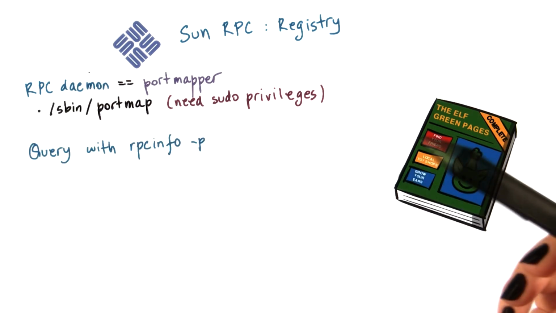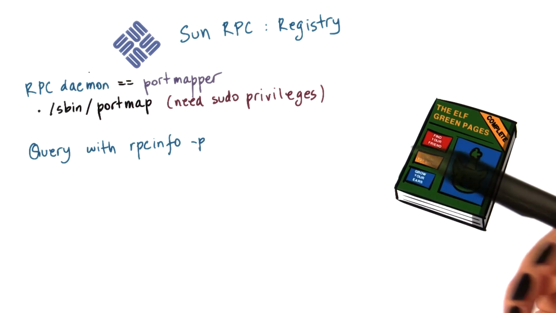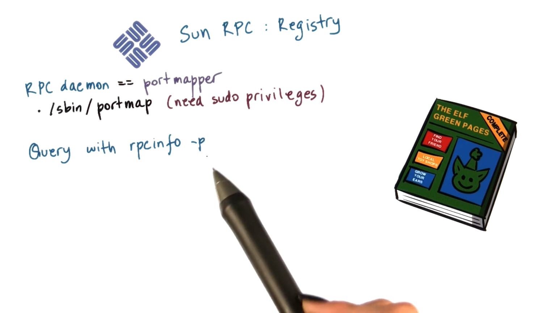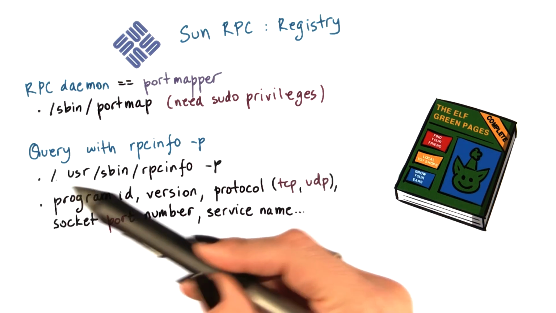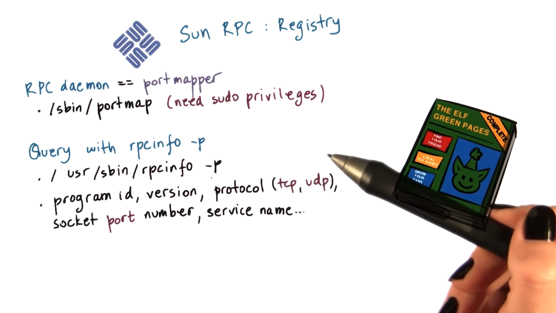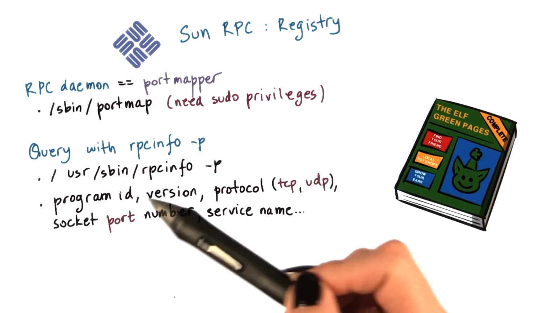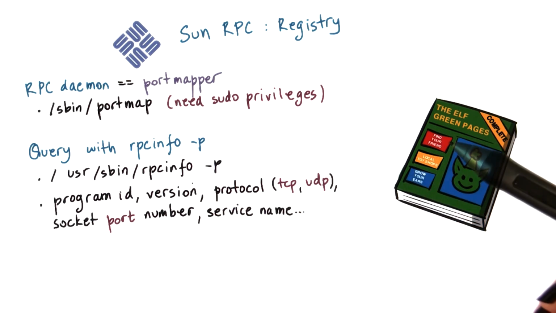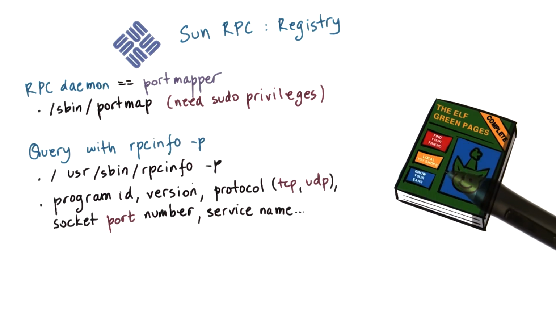Once the RPC daemon is running, we can explicitly check what are the services that are registered with it using rpcinfo -p. You may need to explicitly type in the full path for this command, but once you run it, you will see that it returns information like what is the program ID, the service name, the version of every single service that's registered on that particular machine.